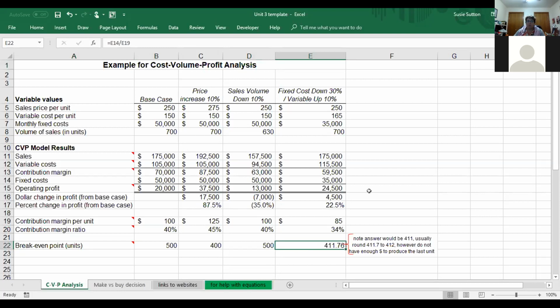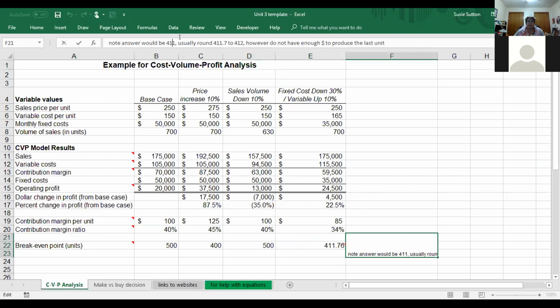And actually, I wrote this backwards. To break even, it would be 412, because if we sold 411, that wouldn't be quite enough. And rounding 411.76, you would round that to 412. So that would be the correct answer. So I just need to change that note. I'm sorry. I was thinking of something else.